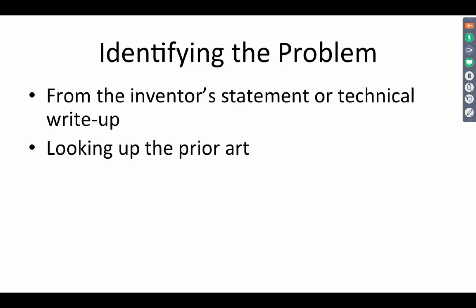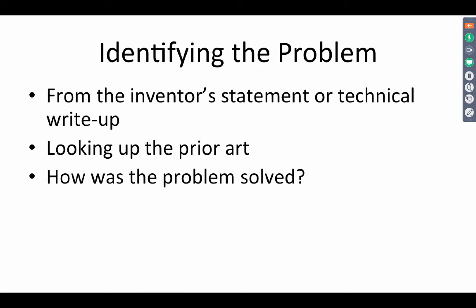Once you have the description from the inventor's side, you could look at the prior art and see how the prior art had dealt with this problem. Was the problem solved? Was it solved effectively, or only partially, or were there issues in solving the problem itself? The problem may have been noted by people, but they did not solve it. You can clarify this by looking into the prior art.